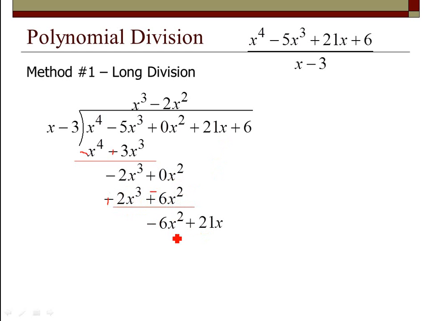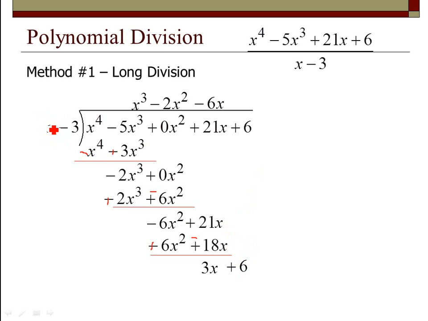Then x times negative 6x will give me negative 6x squared. Then we have negative 6x squared. The negative 6x times negative 3 would be positive 18x. Again, I'm going to change the signs, add these together. The x squareds are going to cancel. 21 minus 18 gives me 3x. And add the plus 6.